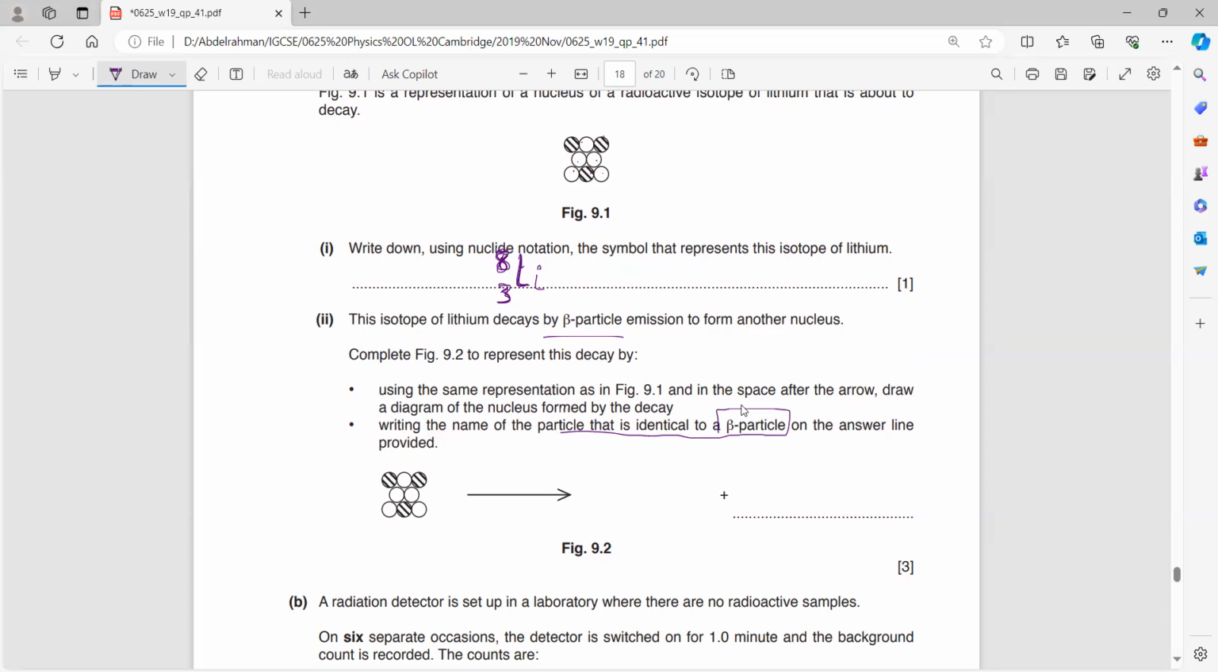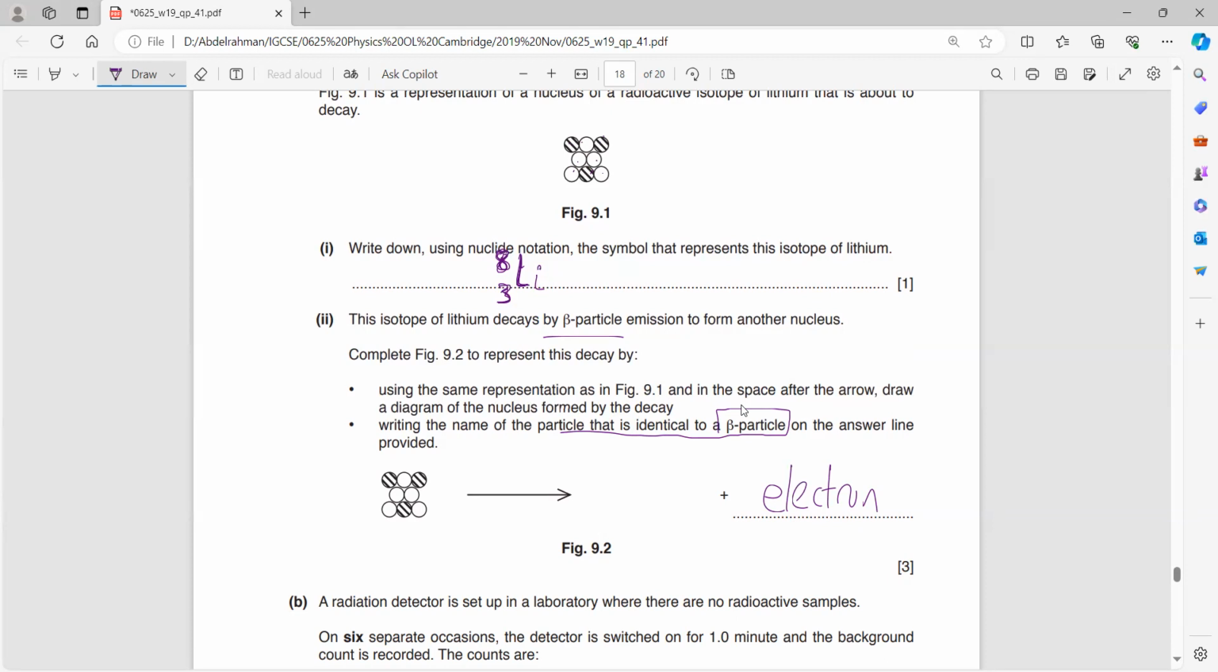What is the particle that is identical to beta? Does anyone remember? Electron. Bravo. So here I will write electron, which is the beta particle. Now, in the remaining space, we want to draw some circles, stripes, and empty ones.